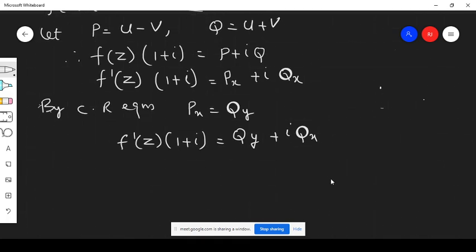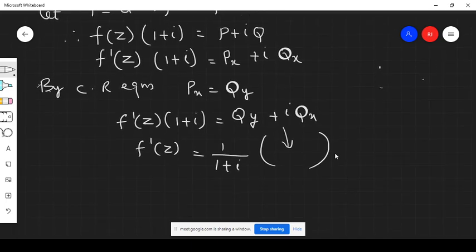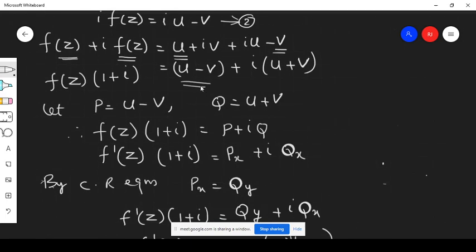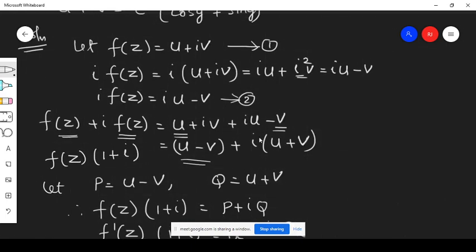So here f'(z) will be, I will take the denominator 1 + i, and this term will come. These are all later parts. After simplifying this f'(z) you will get a function in z, and then integrating that function you will get f(z). So that is what we are going to do in this one. That is what we need to do in such kinds of problems.